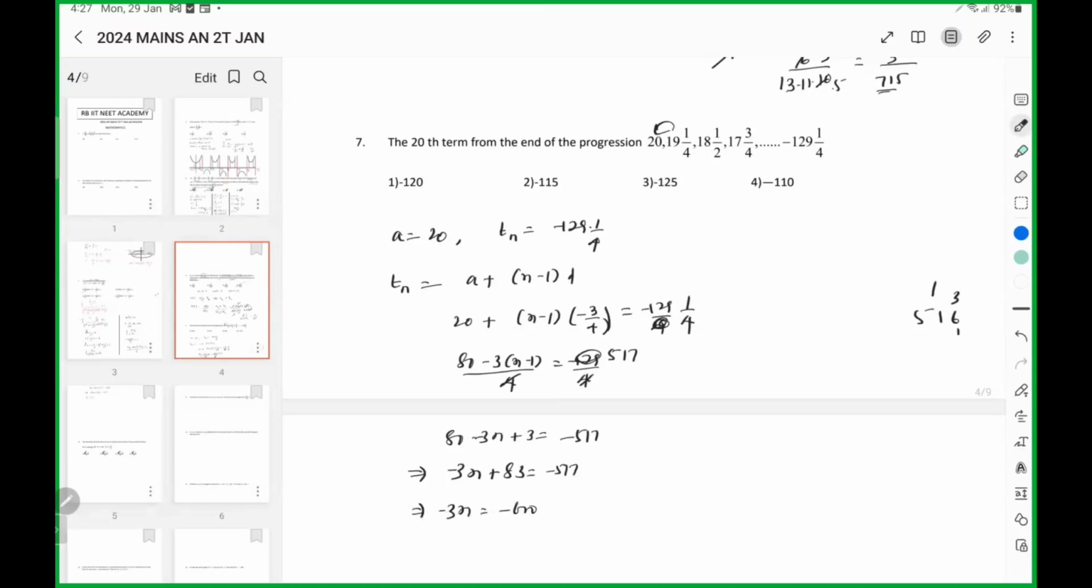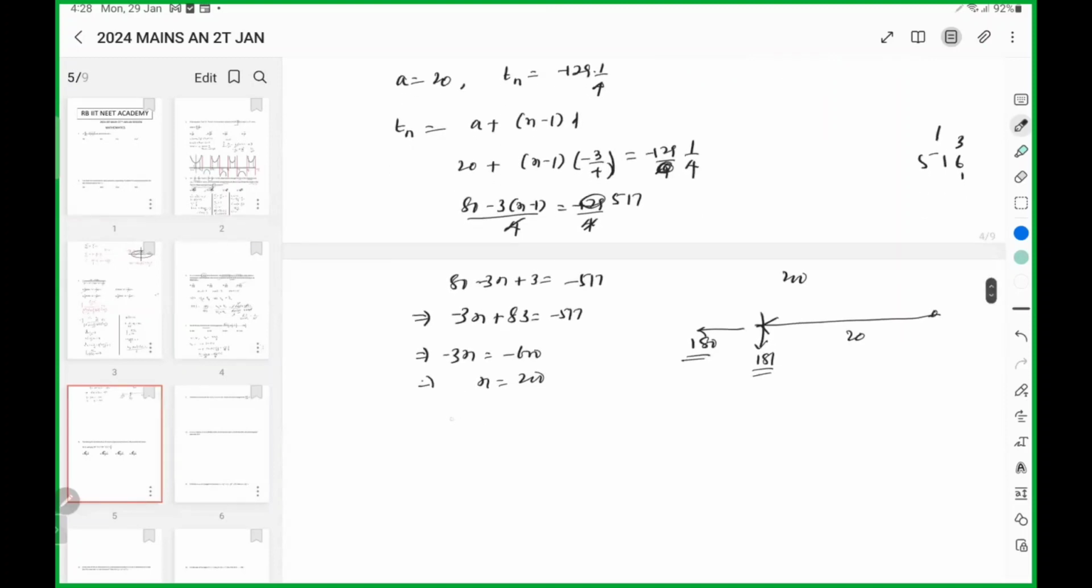Here it is with minus 600, n is 200. So 20th term from end means from right end. Total 200 are there. So remaining will be how many terms? 180. 20th term from this end means 181st term from right end. So 181st will be A plus 180D.